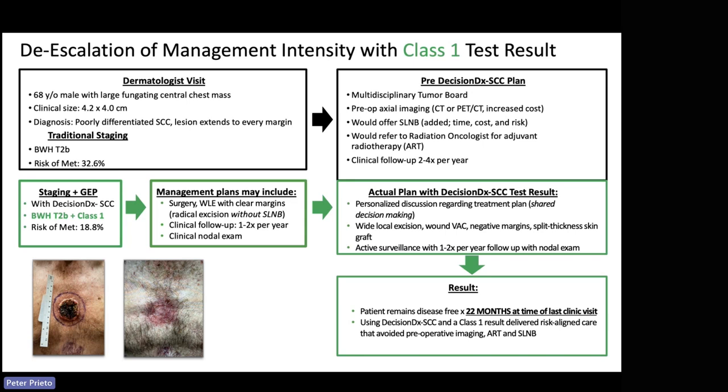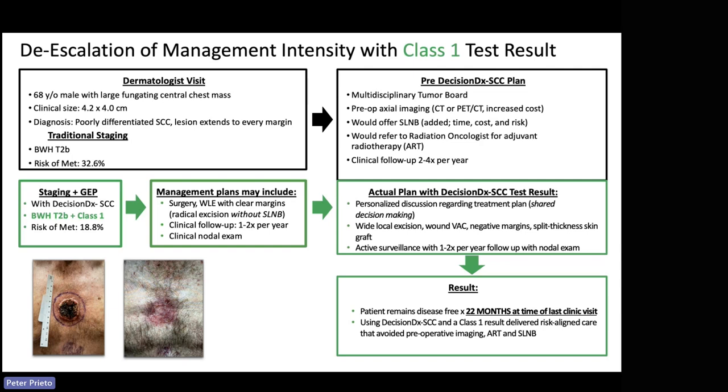So how is the patient doing? Well, he remains disease-free at 22 months at the time of the last clinic visit. So in this case, the 40 GEP test helped to de-escalate care by accurately identifying a T2A-like risk in a patient with a Brigham and Women's T2B tumor, and we have been able to safely avoid unnecessarily radiating this patient in the adjuvant setting and, again, capturing really, I think, what is key to care in the 21st century, and that is shared decision-making and personalized cancer therapy.